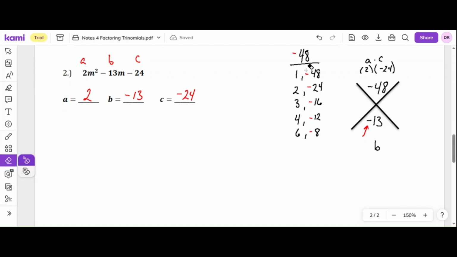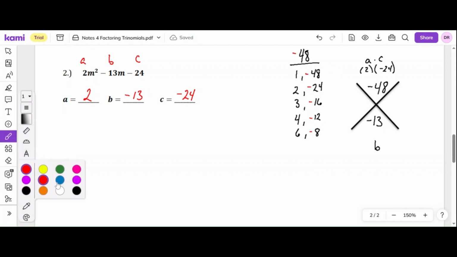Now that we've established that we have one positive and one negative value, let's look at which set. All of these multiply to a negative 48, but out of these options, which ones add to a negative 13? And the only option is right here: a positive 3 and a negative 16.